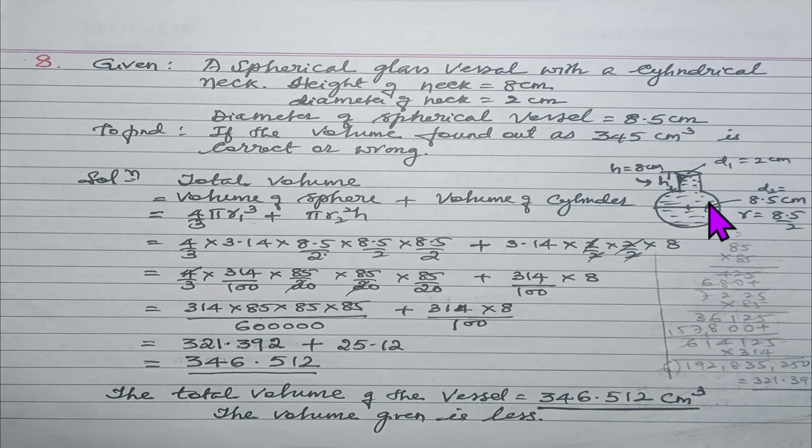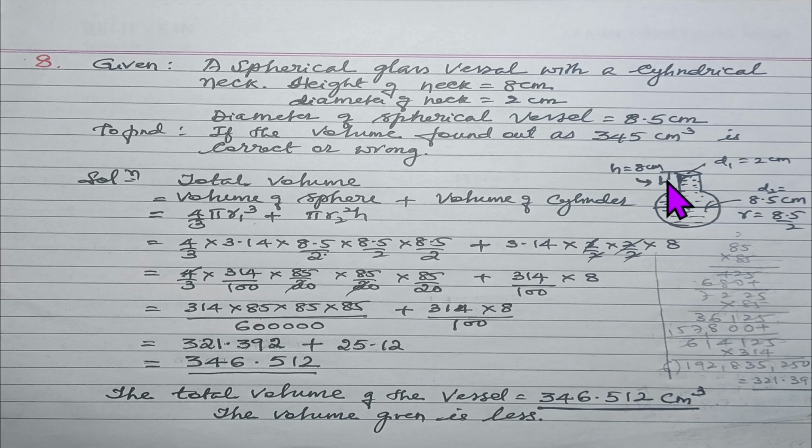The diameter of the spherical vessel is 8.5 centimeters, and therefore R will be 8.5 by 2. Now we have to find out the volume. The volume is already found out, and it is found out to be 345 centimeter cube. Now we have to find out whether the volume which is found out already is correct or wrong.